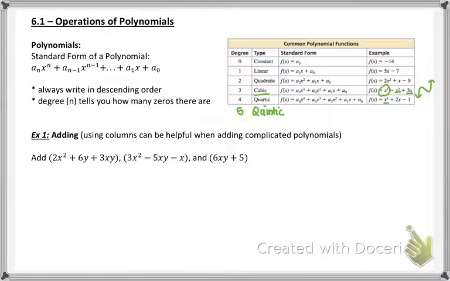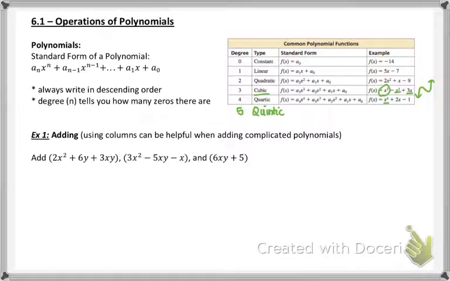So in here, we've got 3 polynomial expressions. Polynomial just means many terms. So a binomial is a polynomial, it's got 2 terms. Quadratic is a polynomial. Cubic is a polynomial. X to any power is a polynomial. So we've got 3 of them. 2x squared plus 6y plus 3xy. 3x squared minus 5xy minus x, and 6xy plus 5, and we want to add them.